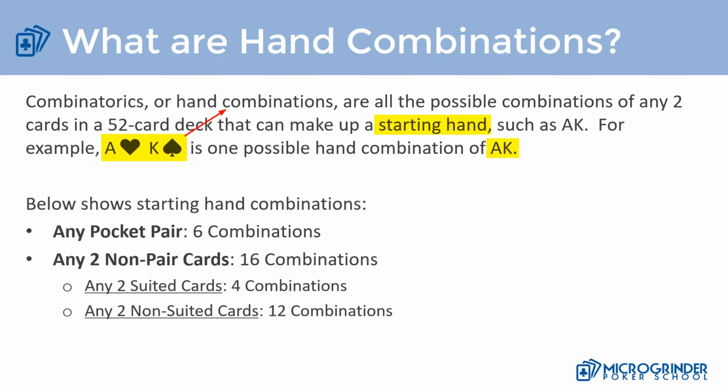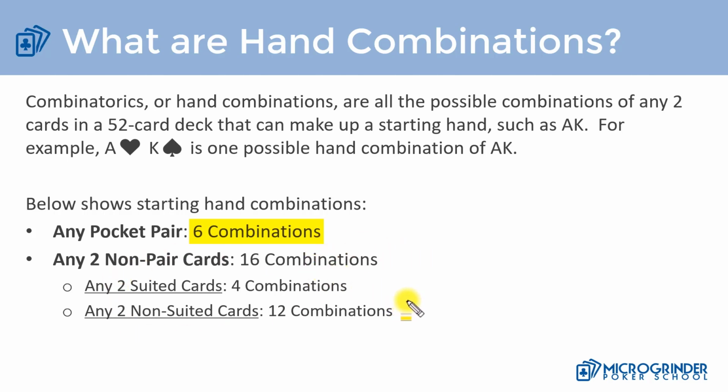Now, in regards to hand combinations, there are two different types: pocket pairs and non-pair hands. A pocket pair can be made up in 6 ways, so there's a total of 6 combinations. We'll take a look at this visualized on the next few slides.